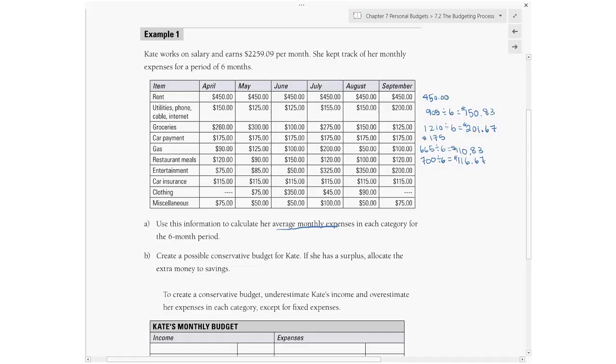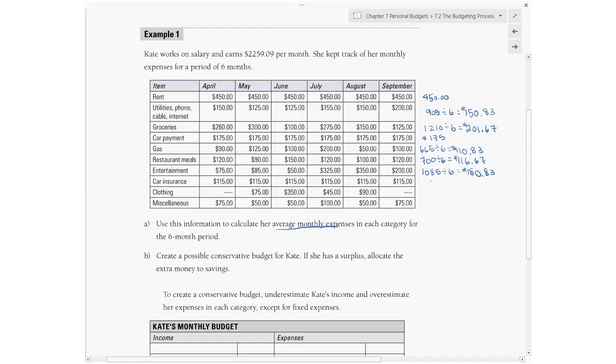Her entertainment, well, 75 in April, and then 85 in May, 50. July was an expensive month, as was August and September. So she spent $1,085. Find the average. She's spending on average $180.83.